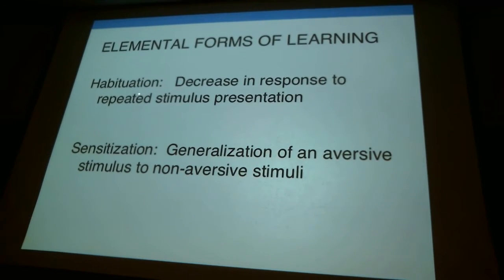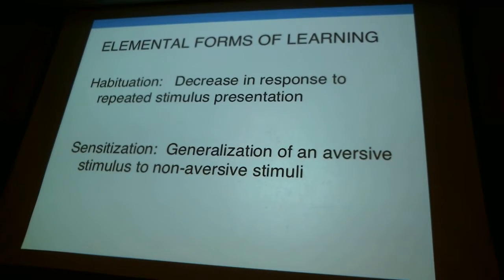Habituation is going to be a behavioral decrease in response to repeated stimulus presentation. Whereas sensitization is going to be generalization of an aversive stimulus to non-aversive stimuli. Let me just write down habituation and sensitization. In this context, we mean this in a behavioral way. We haven't talked a lot about behavior. We're going to start to talk more about behavior.